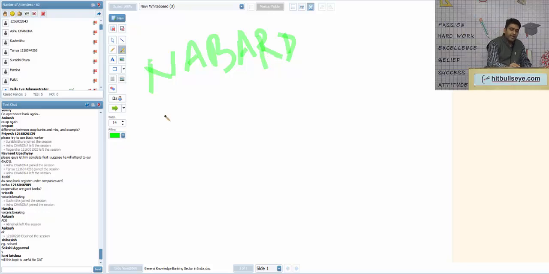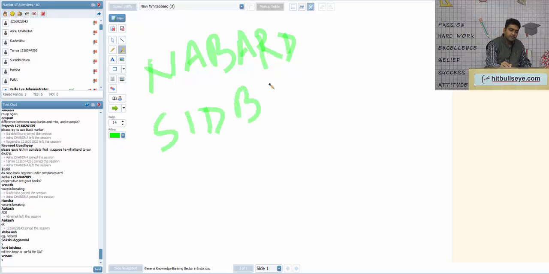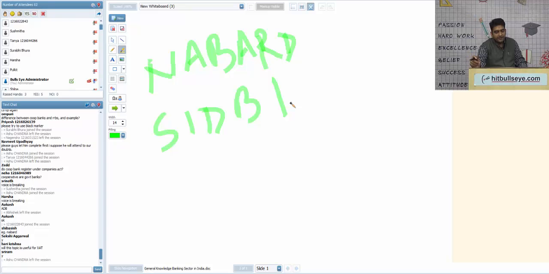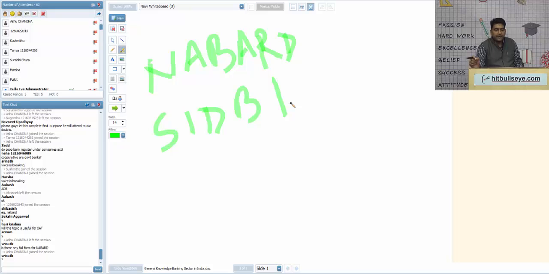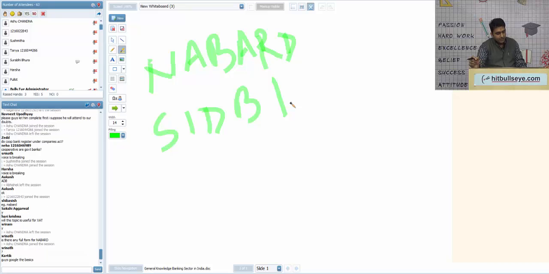Another type of bank which we often hear of is SIDBI, Small Industries Development Bank of India. The definition itself says that this type of bank will develop the industrial sector, and among the industrial sector it will try to focus on micro, medium and small enterprises. Srinath, the full form of NABARD I have already spoken: National Bank for Agricultural and Rural Development. SIDBI is Small Industries Development Bank of India.